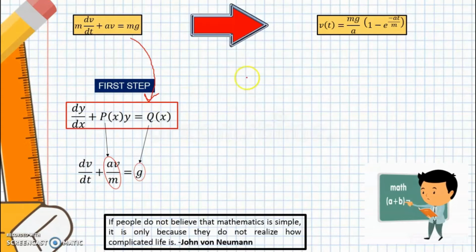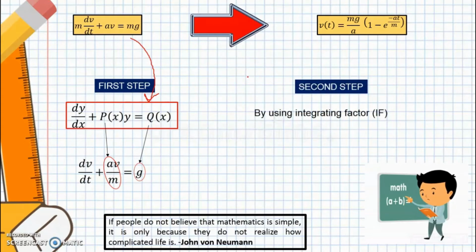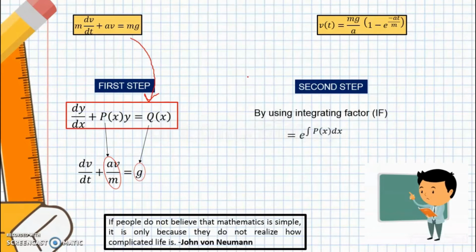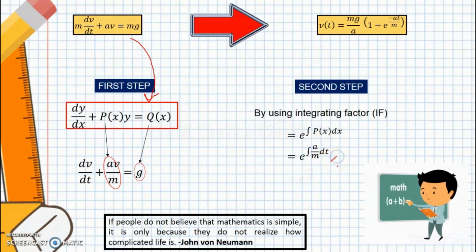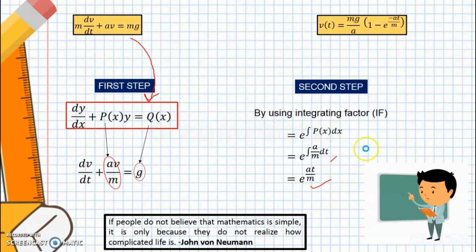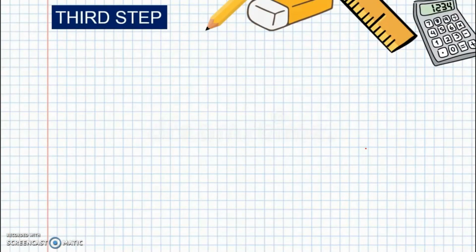For the next step, by using the integrating factor IF, from this formula we need to substitute P(x) that we found just now, A over M, into this equation. We need to integrate it and we will get exponent to the power of At over M. Next, for the third step, multiply the equation by the IF that we got just now.